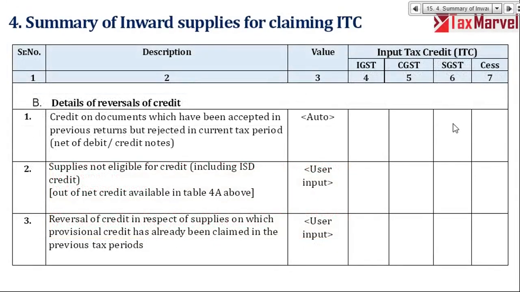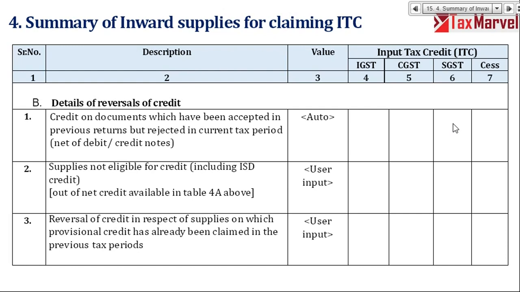Detail of reversal of credit. How the reversal will happen? Number 1, earlier I accepted one invoice and then supplier told they, by mistake they have reported that invoice in my return, it is of some other person. Then later on I realized, so I have made a reversal. So this credit on invoices accepted earlier, but now I have rejected it, right?